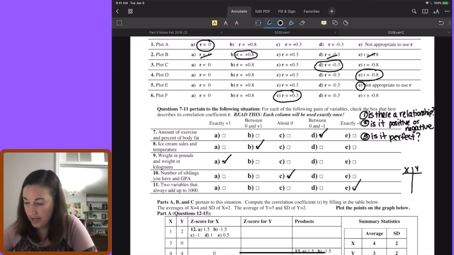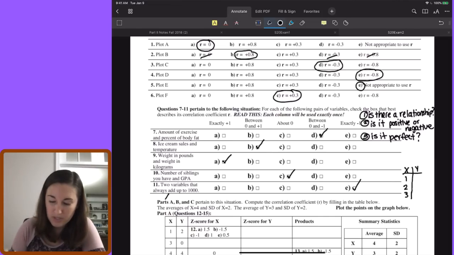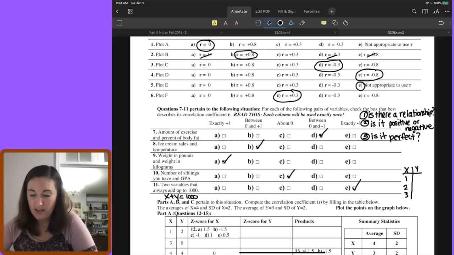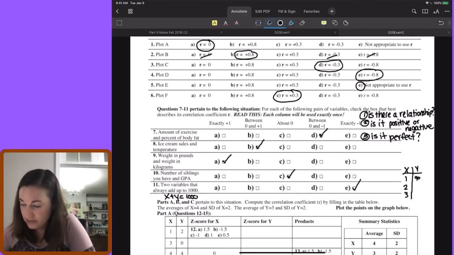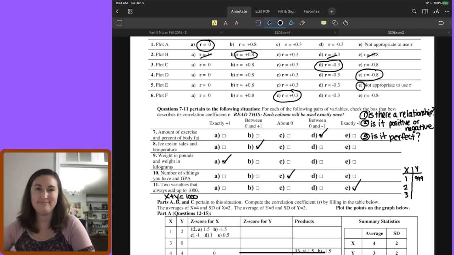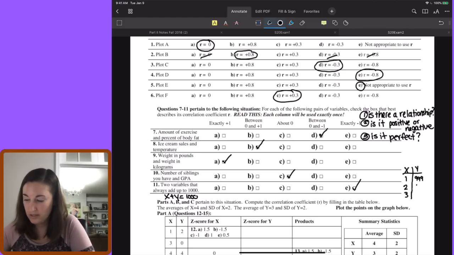If x is 1, 2, and 3, what happens to y? Does it go up or down? So two variables that add up to 1,000 just means x plus y, if I call my variables x and y, equals 1,000. So if x is 1, y has to be 999, right? If x is 2, y has to be 998. If x is 3, y has to be 997.